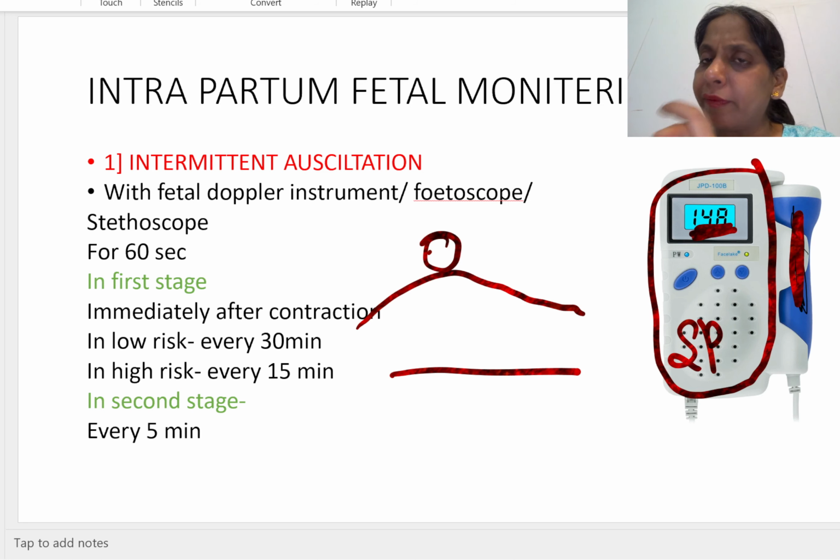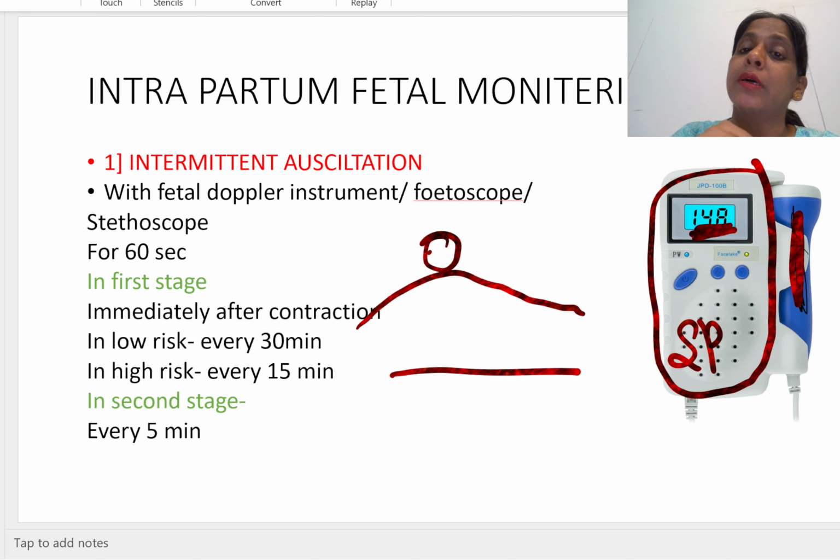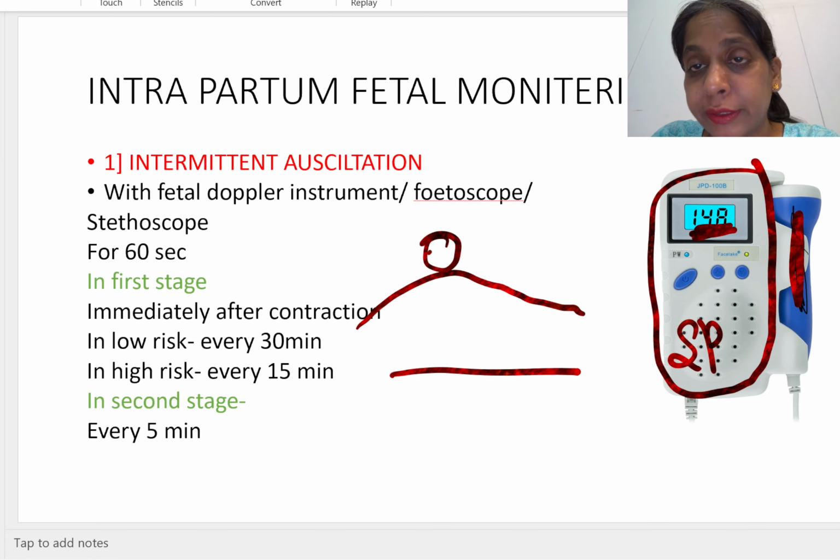Okay, so whatever we are using hardly matters, but you should know that we have to auscultate for 60 seconds. It's not that you just place the fetal stethoscope and say yeah, the fetus is okay. No, when the mother is having contractions, when the mother is in pain, we have to auscultate for 60 seconds. We have to count it.